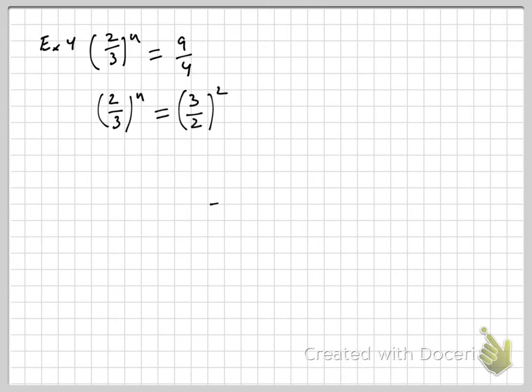Example 4 is 2/3 quantity to the n power is equal to 9/4. Now, if you were to take the 9/4 and rewrite it, that's the same thing as 3/2 to the second power. Because everybody remembers that if you have a over b to the nth power, I guess this is another property, this is a to the n over b to the n.